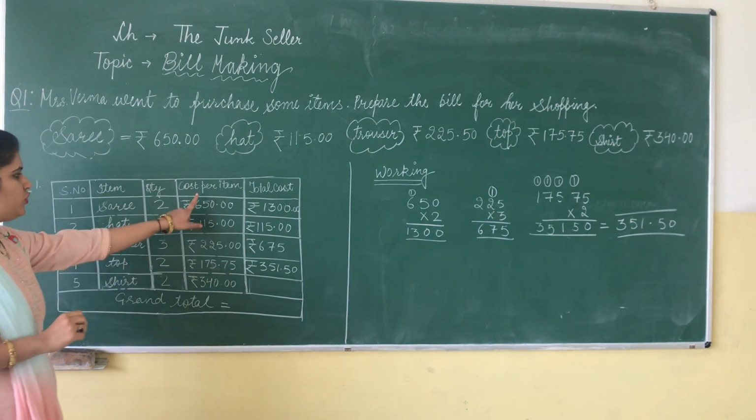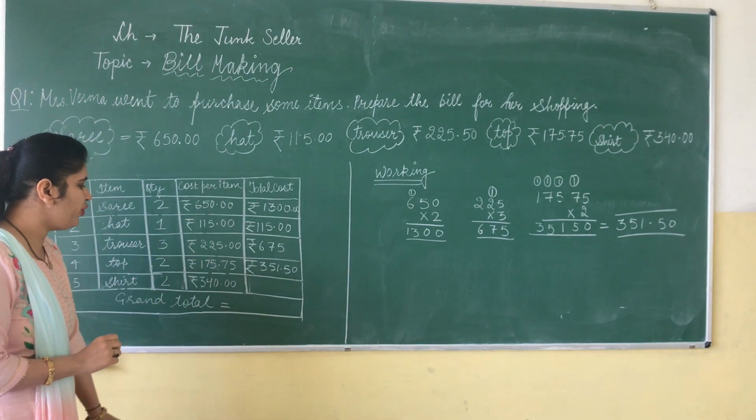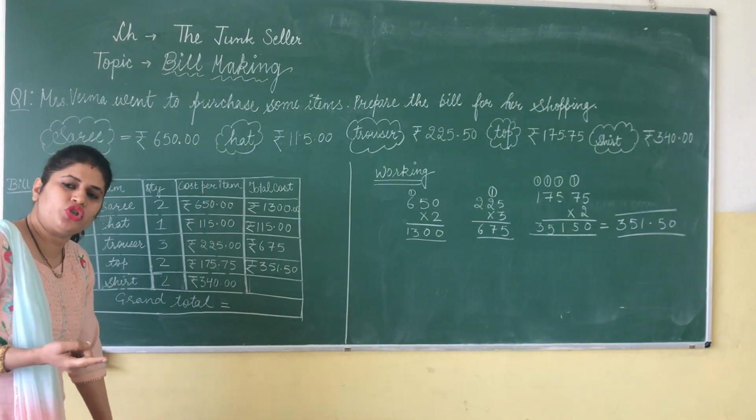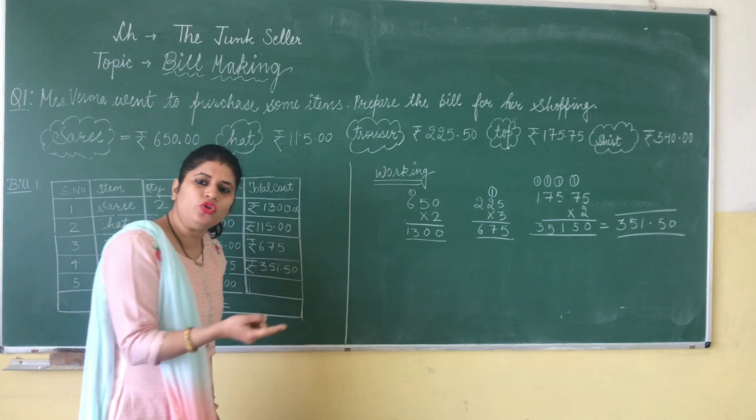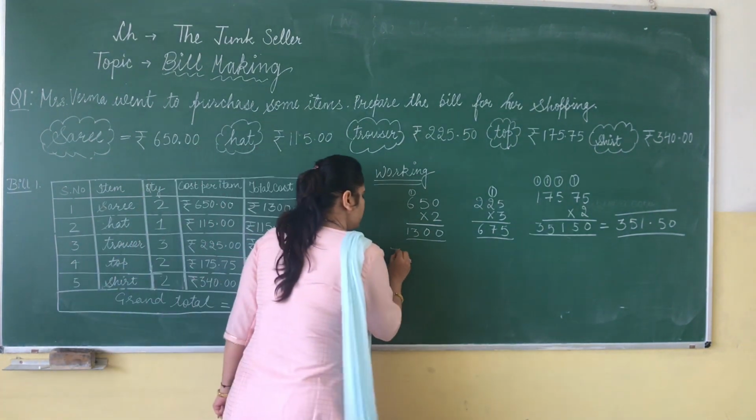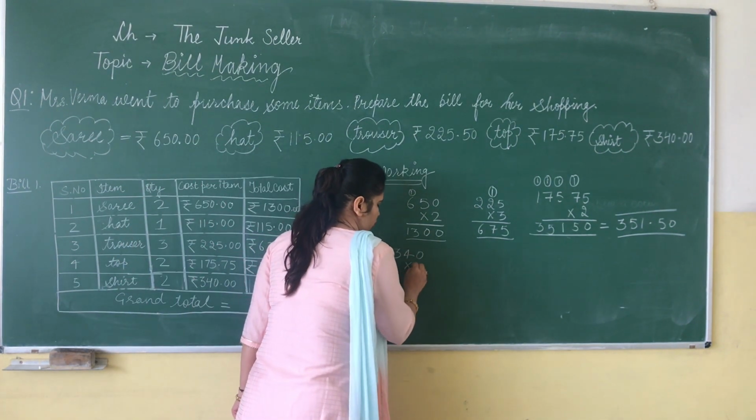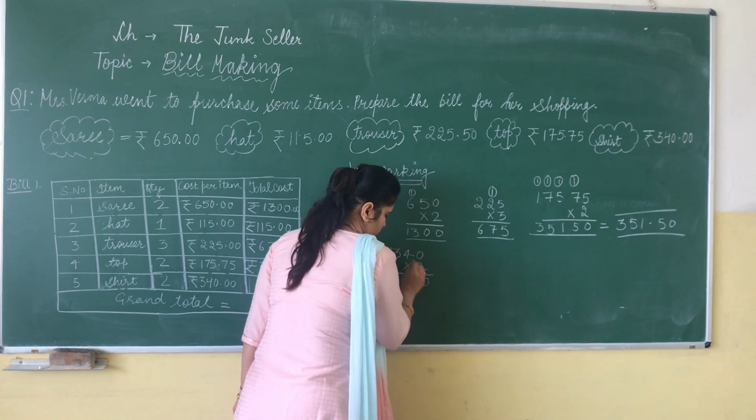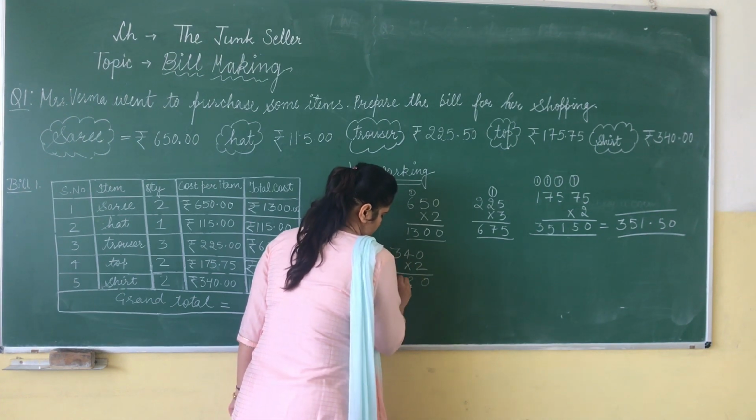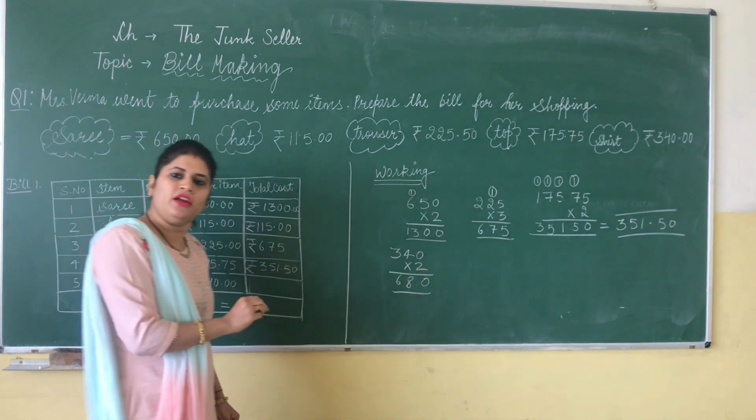Next item, shirt. How many shirts has she purchased? 2. Cost of one shirt is 340. So what will be the cost of 2 shirts? 340 into 2 is 680 rupees.